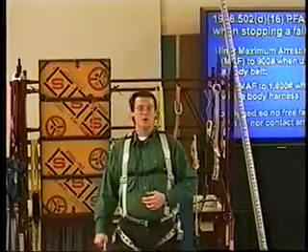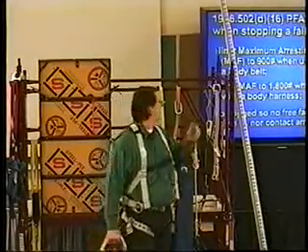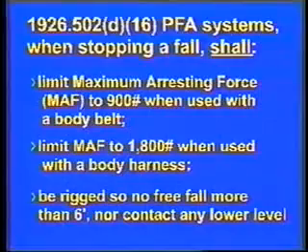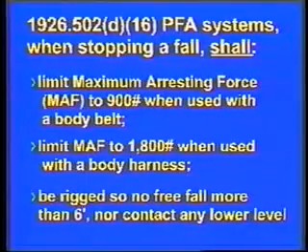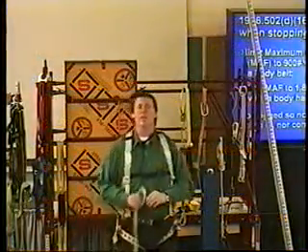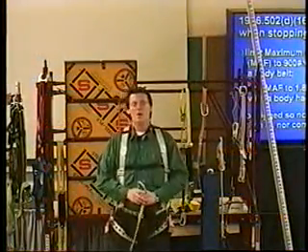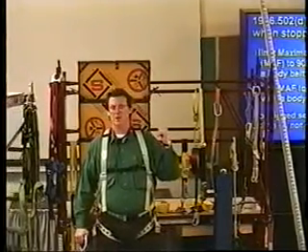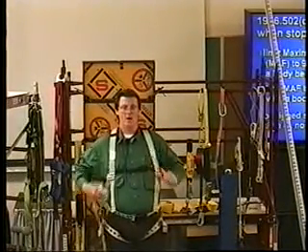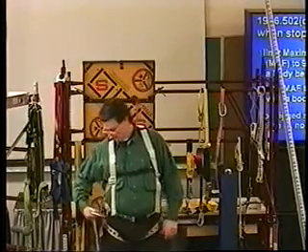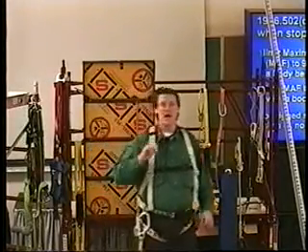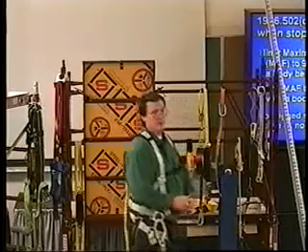How do we control situations here? 502D16 talks about the maximum arresting force. This is the sudden stop that kills you. We should always try to control our free fall so it's no more than 6 feet. But the big thing to remember, it's not the fall that kills you, it's that sudden stop. So how do we get the forces down below that MAF they talk about, that 1,800 pounds when you're wearing a harness? We look at the different equipment. We look at how we stop now. What's stopping us?